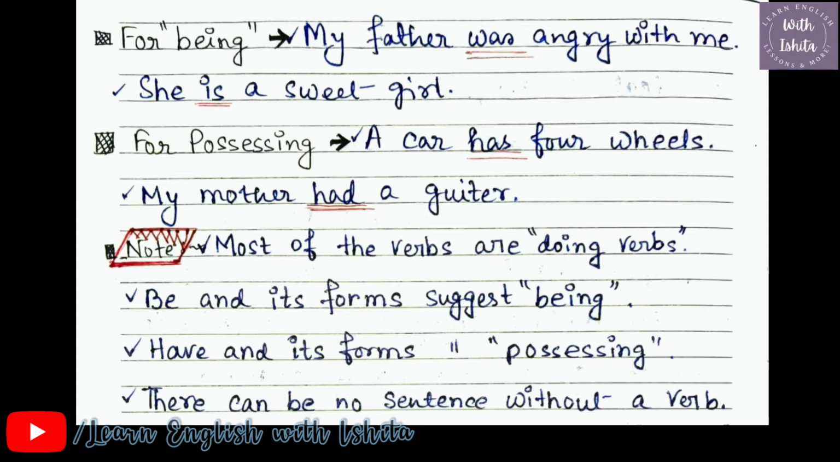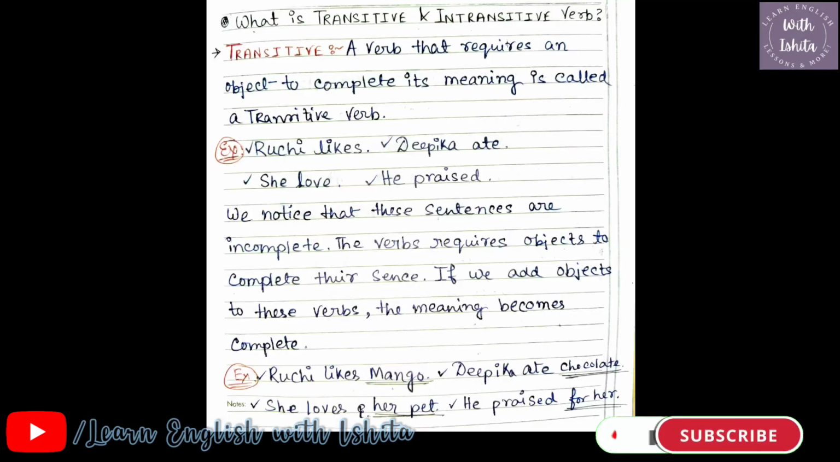Please remember that point. Most of the verbs are doing verbs. Be and its forms suggest being. Have and its forms suggest possessing. There can be no sentence without a verb. Now we will talk about kinds of verbs. First, we will talk about transitive verbs. So what is a transitive verb?